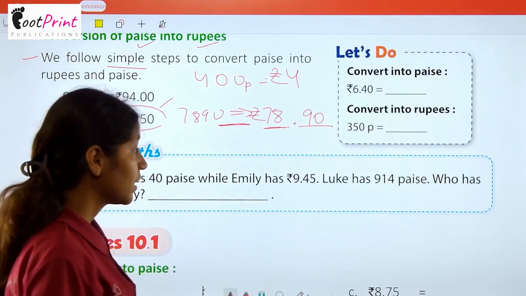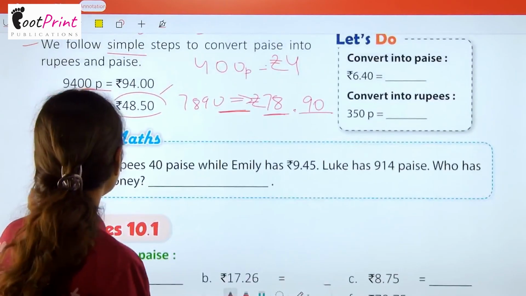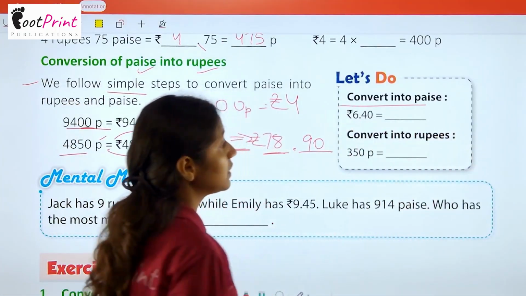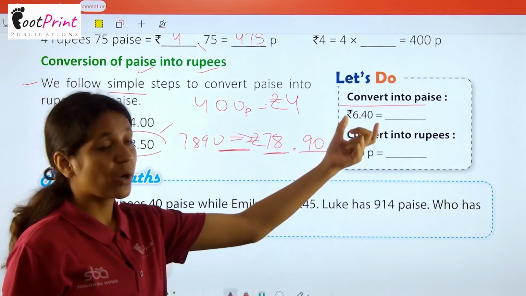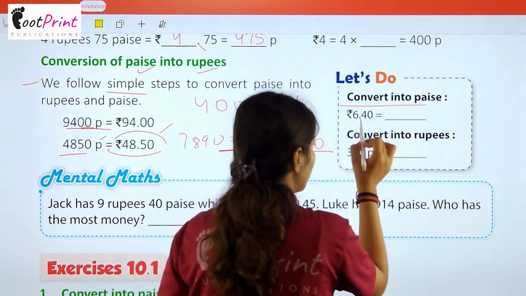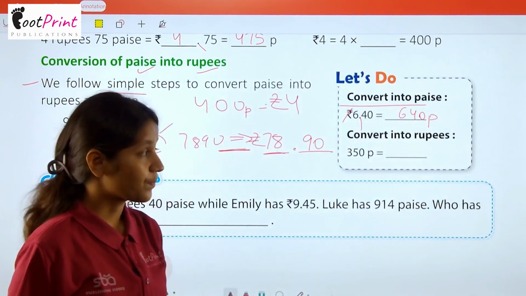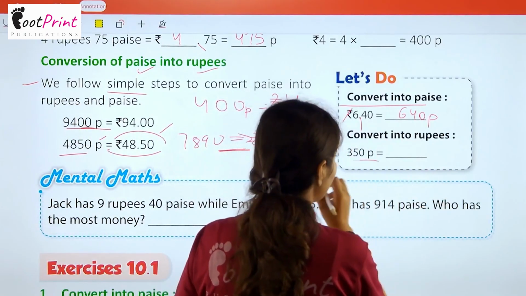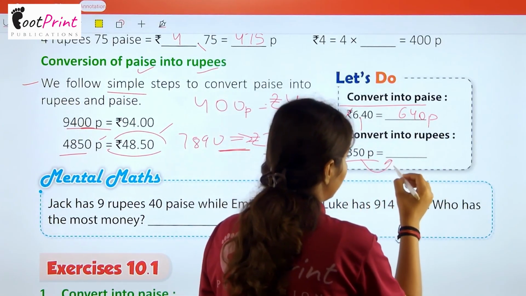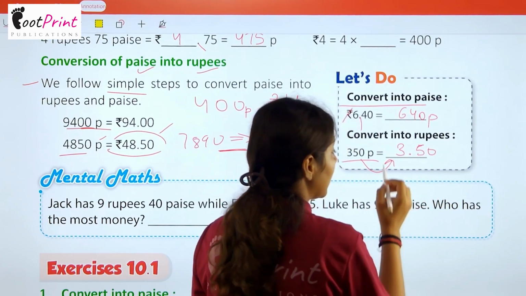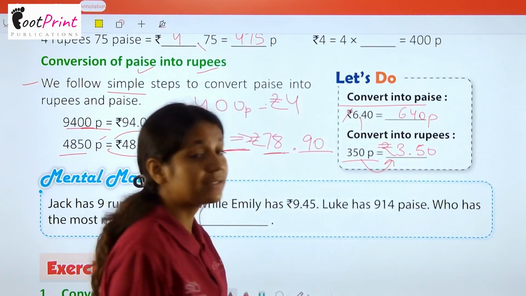Okay. Now we have the mental maths portion. Before that we have a let's do activity also. Here we have to convert these into paise. So 6.40. So we know the step. Remove this and this. Just write this and write P for paise. Now convert into rupees. 350 paise will be 3 and then point then 50. And before that you have to write the symbol of rupee also.